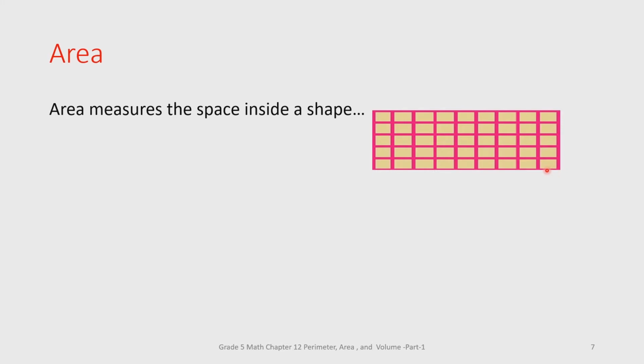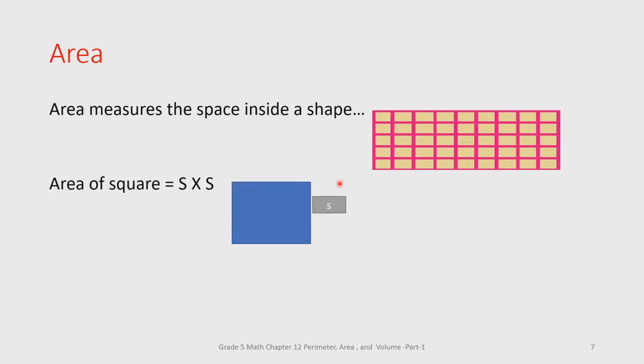That is, the formula for finding the area of a square and the area of a rectangle. Here, the area of a square is equal to side multiplied by side. What we have to do is multiply side with side, then we get the area of the square. See, this is a square and its one side is s. So when we multiply s with s, we get the area of the square.